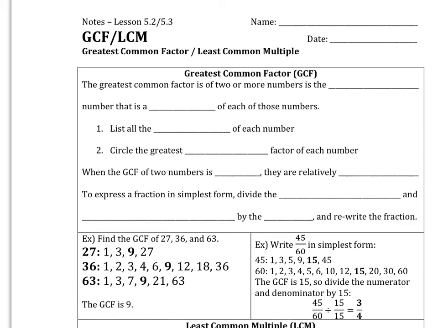Math 7, Lesson 5.2 and 5.3. This is greatest common factor and least common multiple. We'll start by talking about the greatest common factor.